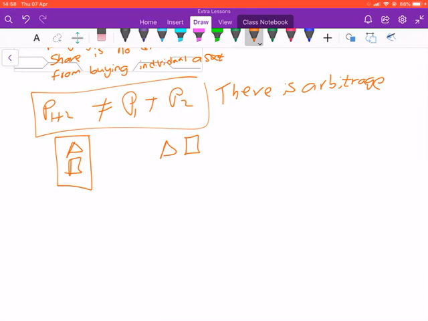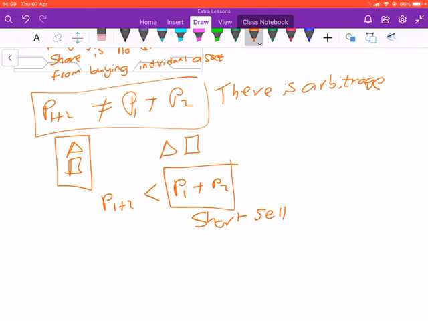If not, let's say maybe this is less than this, right? So this simply means that you should short sell this one, and then to finance this one, to finance the package.